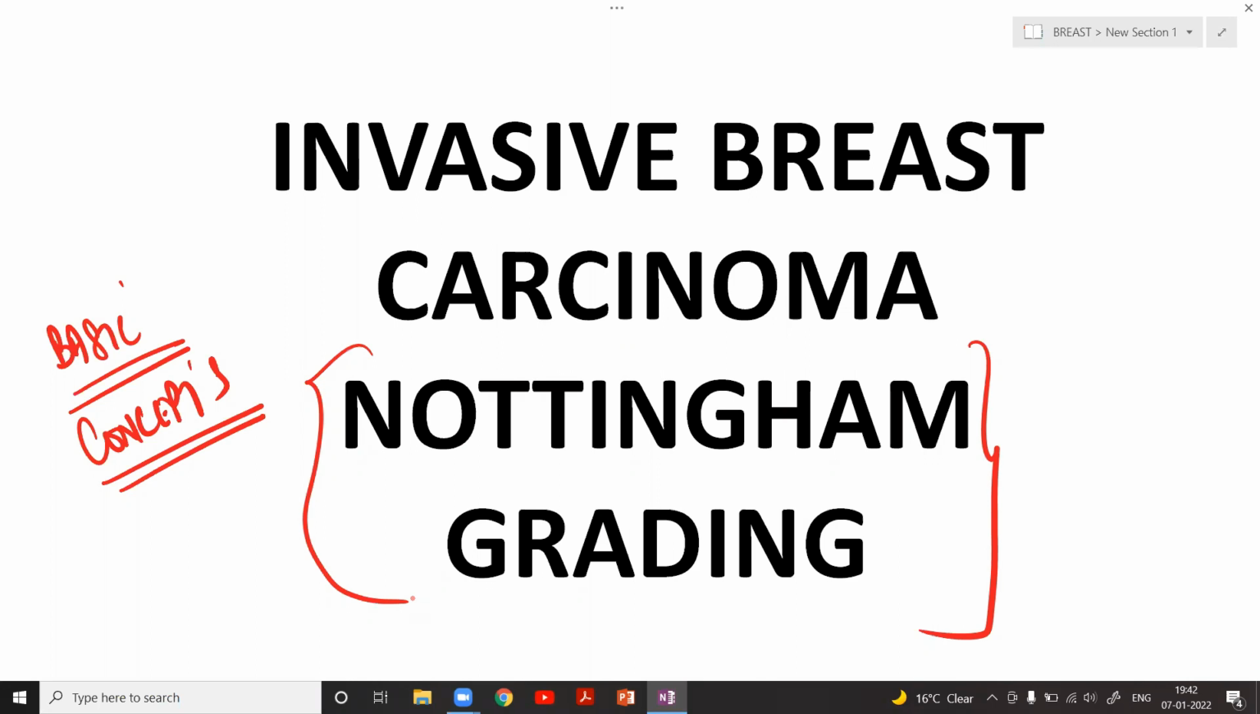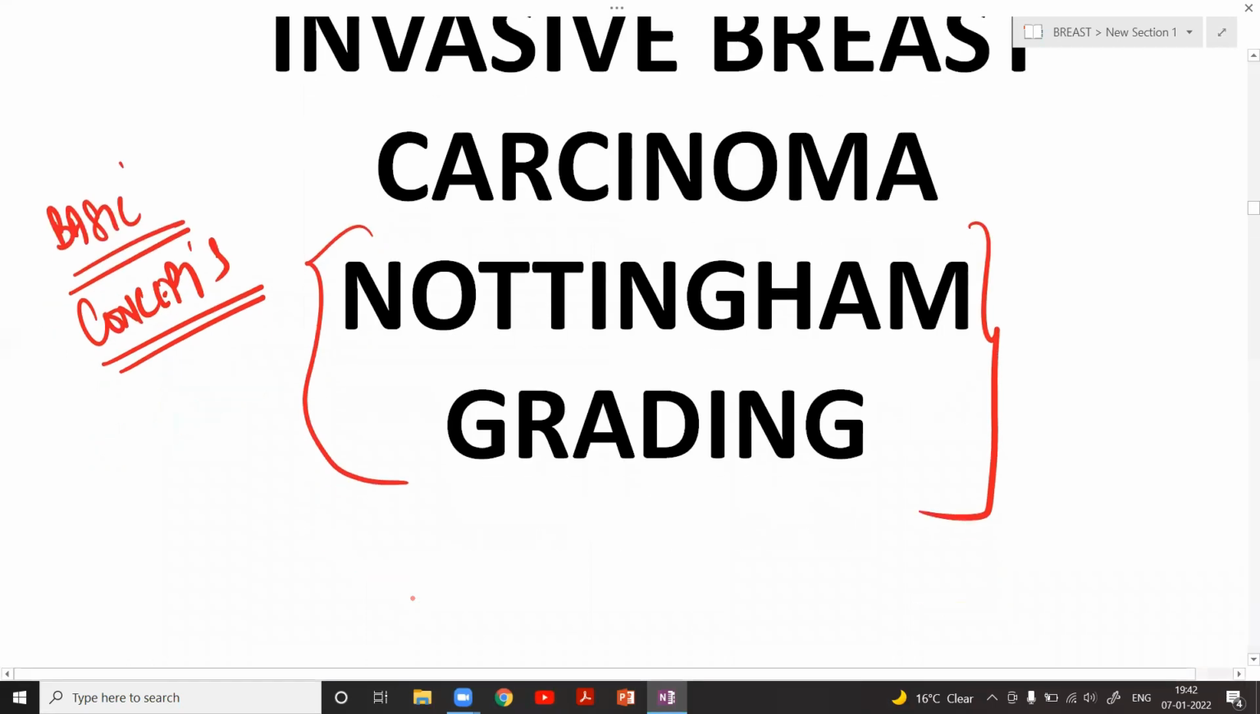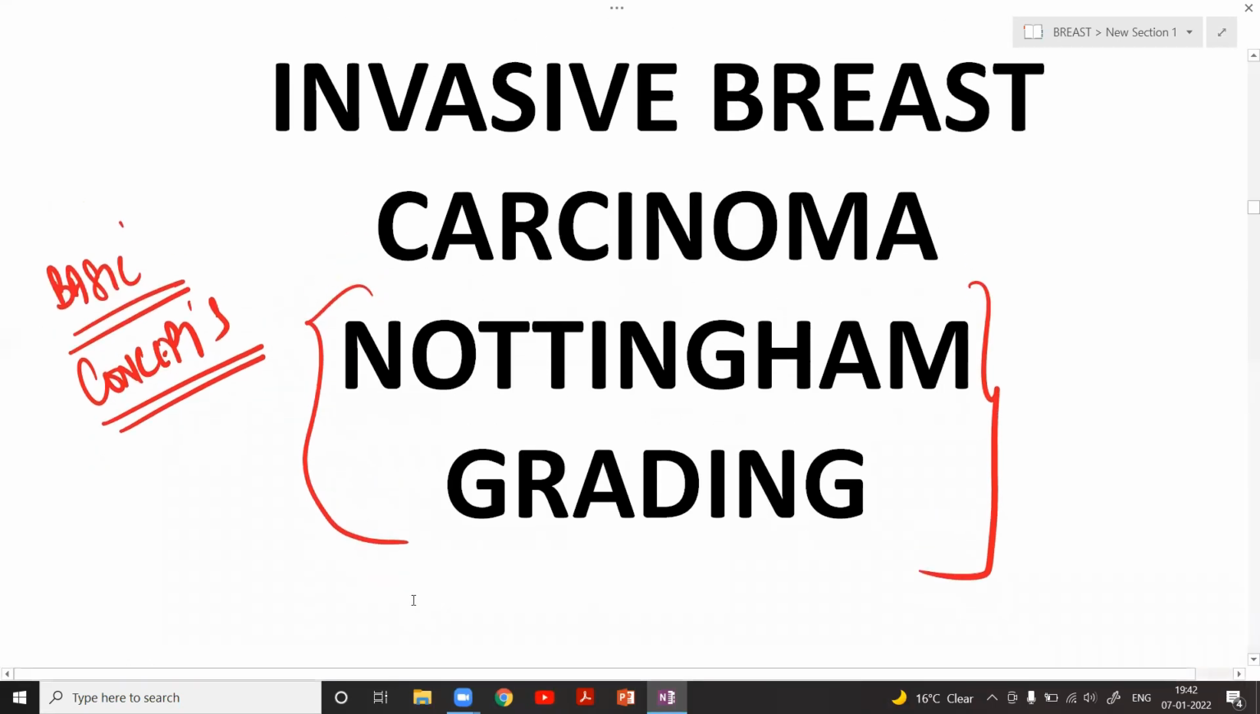So you have to know each and everything in and out about it. And if you can't answer these questions, it will become difficult to pass. So the first thing that we have to understand, whenever we are grading a breast carcinoma, there is a particular grading. And what is the name of the grading? You will be asked. The name of the grading is the Nottingham grading.